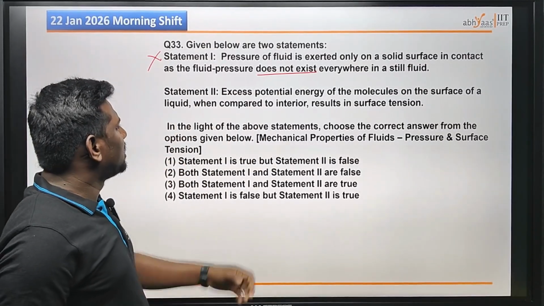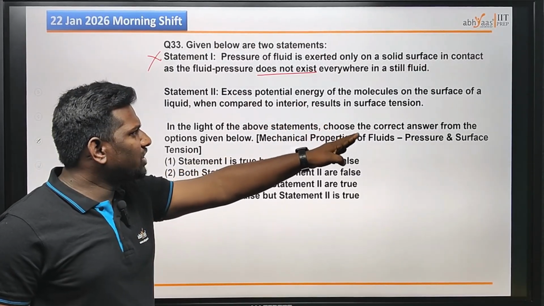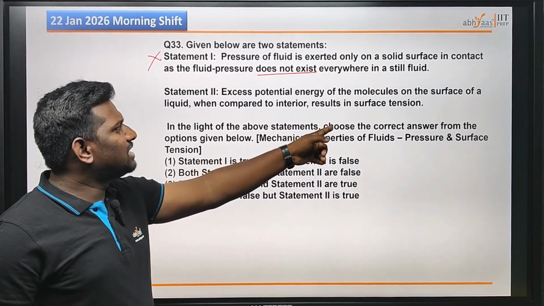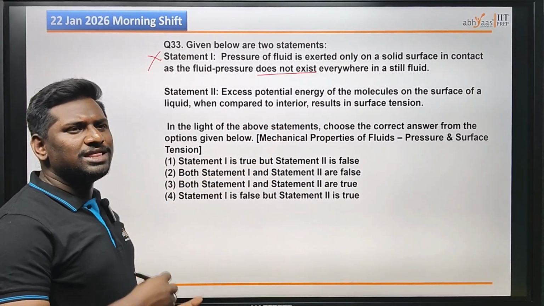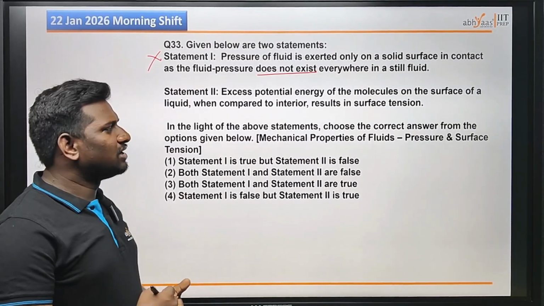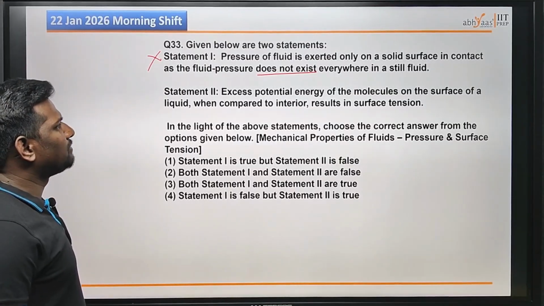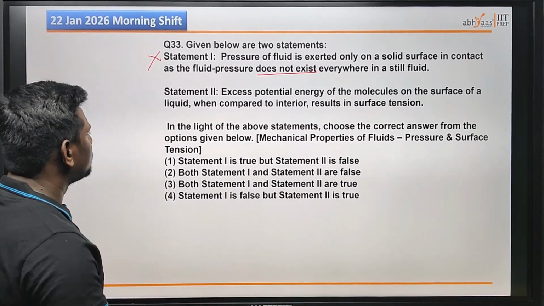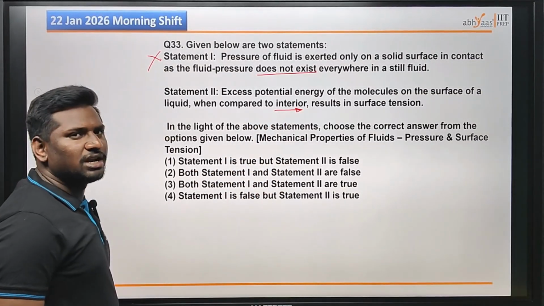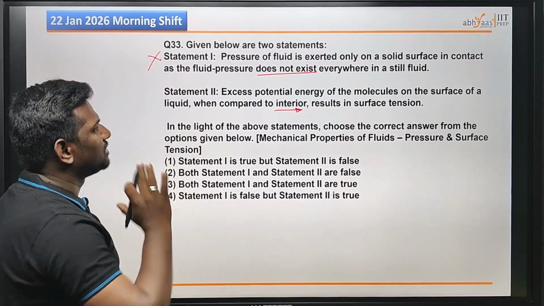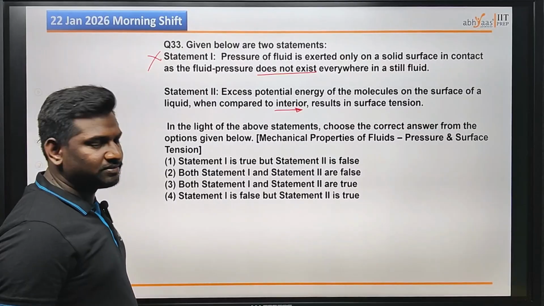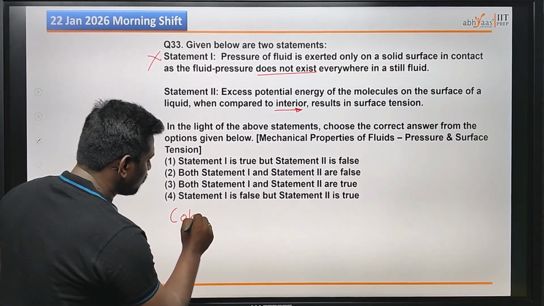So statement 2: the excess potential energy of the molecules on the surface of a liquid when compared to the interior results in surface tension. In the interior of liquids there are intermolecular forces. So see here, what they are saying is that the surface molecules have excess potential energy compared to the interior. In this condition we are having cohesive forces.